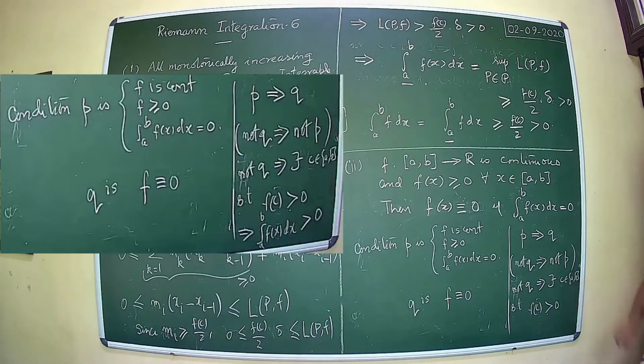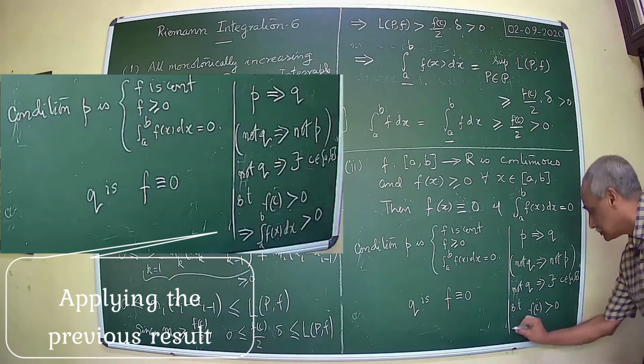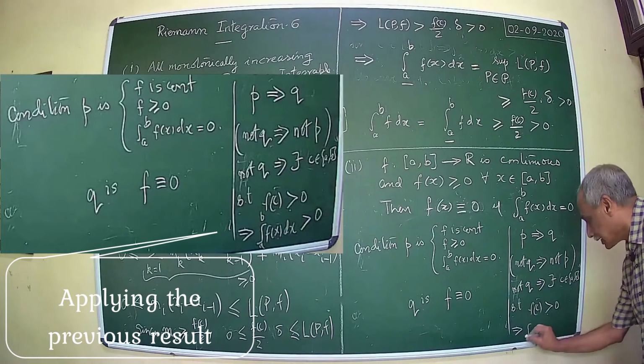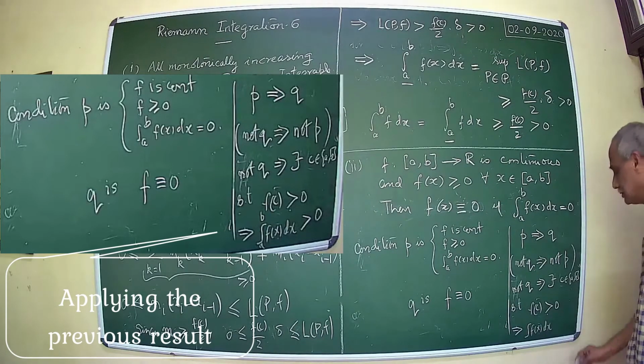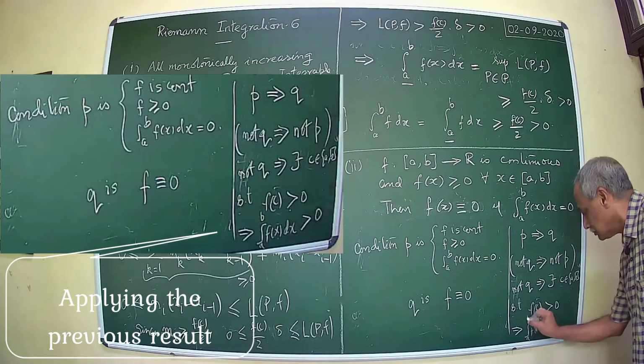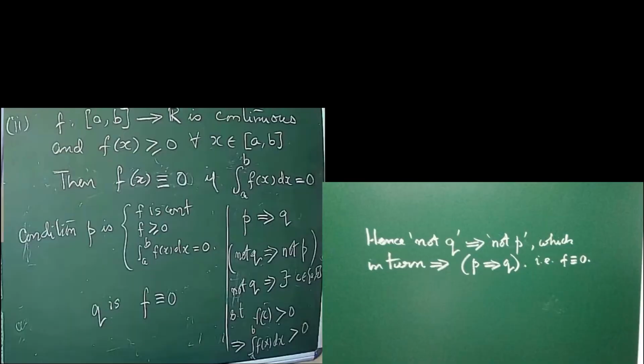Okay? Apply the previous result. What does it mean? It means the integral of f(x) dx is positive. Hence not Q implies not P, which in turn implies P implies Q, that is, f identically equal to 0.